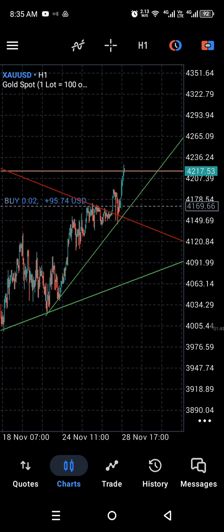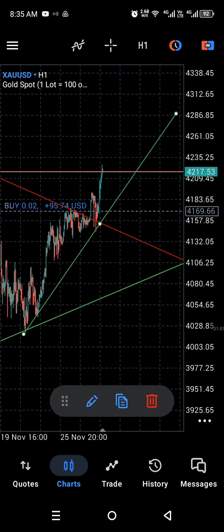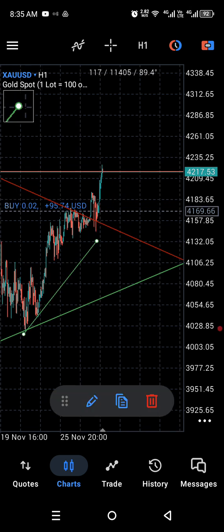Before price printed, this trend line was like this. Before price had reached here, it was like this. You can imagine. So now I've extended it to accommodate the current price, which is like that.